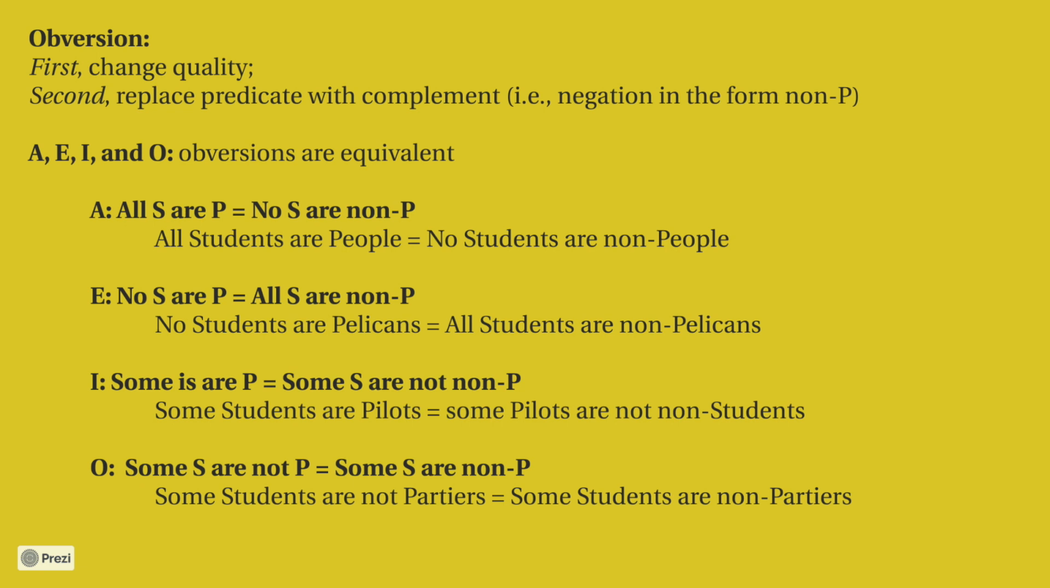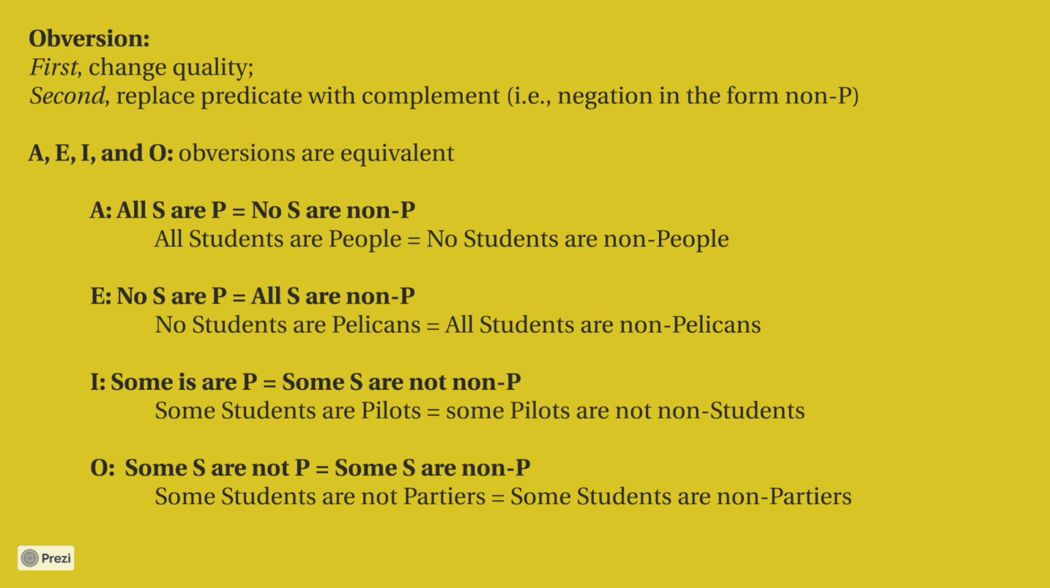If we were speaking of what some S are, then we will now be speaking of what some S are not, and vice versa. Our second step will be to replace the predicate with its complement. So P will become non-P. So our A form, all S are P, becomes no S are non-P. The E form, no S are P, becomes all S are non-P. The I form, some S are P, becomes some S are not non-P. And the O form, some S are not P, becomes some S are non-P.